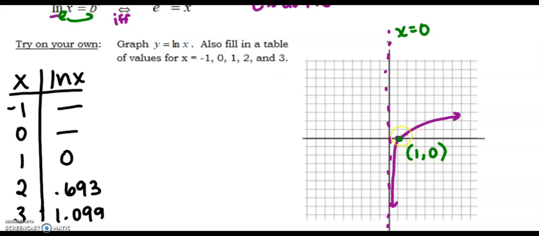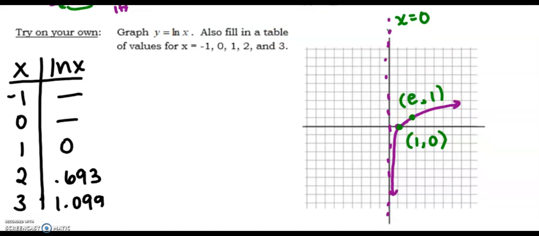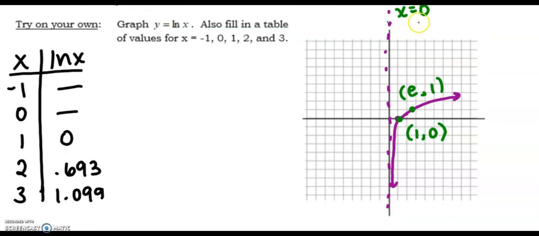And then if you look here, we cross over 1 at a number that's somewhere between 2 and 3. Well, that number happens to be e. So key features of the graph: vertical asymptote, the point e, 1, and the point 1, 0. Because the natural log of e is equal to 1, and the natural log of 1 is equal to 0.